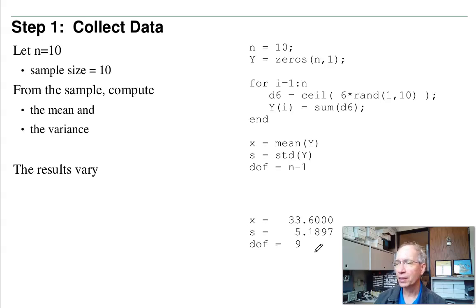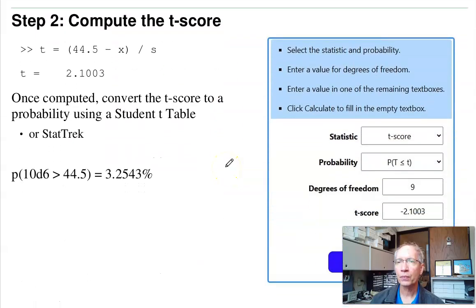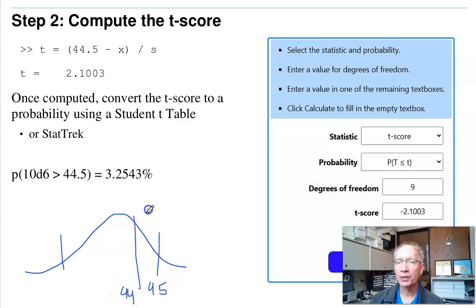It's a random process. But suppose I got these numbers. What do I do with them? Well, to find the probability of rolling 44 or 45 or higher, I'll find the area of the tail. And again, I'm looking for the number 45. But this is a continuous distribution. Here's 45, here's 44. I'm going to take the midpoint, 44.5, and find the area of the tail to the right of that. So I want to find the t-score. How far is 44.5 from the sample mean in terms of sample standard deviations? And for me, I got 2.13.